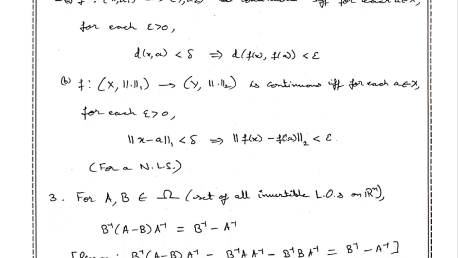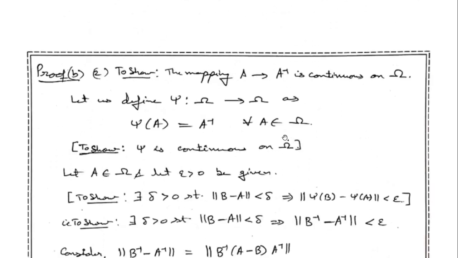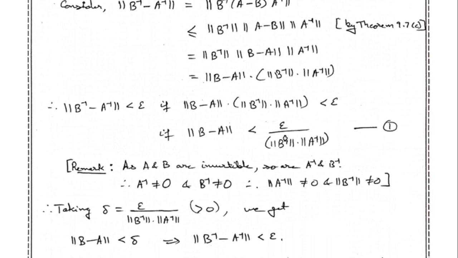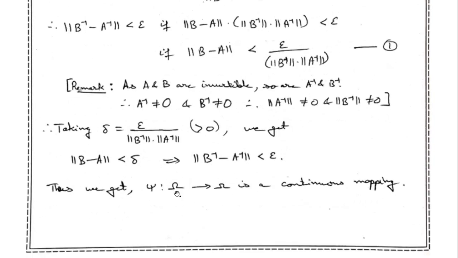So that was the conclusion of this lecture. Let us conclude with the proof which we have completed: the second part, that the mapping from omega to omega which takes A to A inverse is a continuous mapping. Okay, thank you.